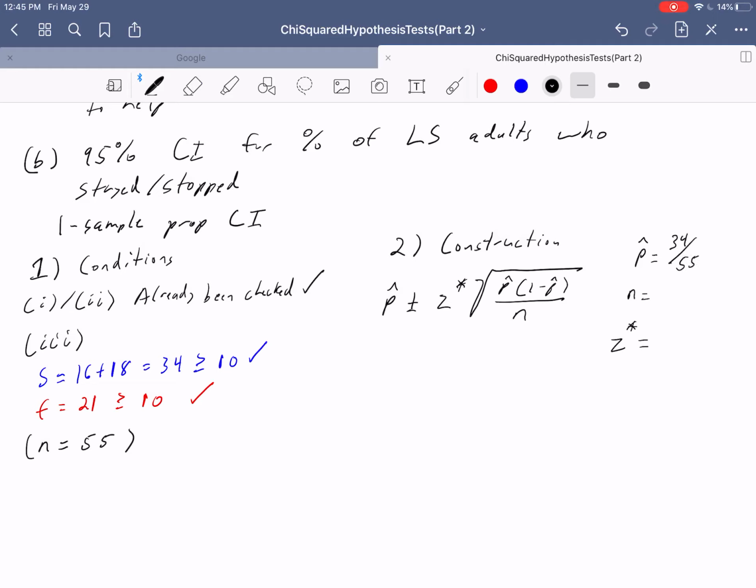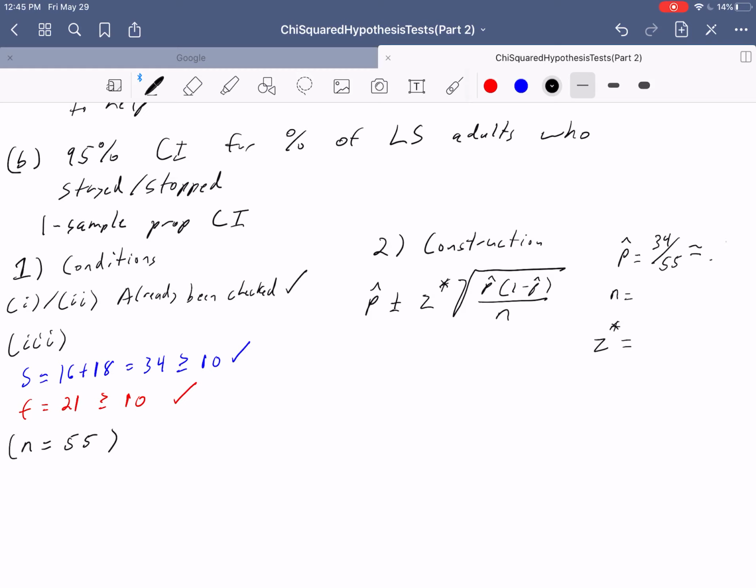So 34 divided by 55 is going to give us approximately 0.618. So about 61.8% of the low stress subjects stop to help. n is 55, and for that z star, we're going to be using table C. Z star for 95%, but we've done this many times now, is going to be 1.960. So we'll throw that in.